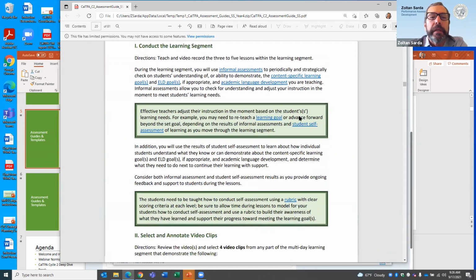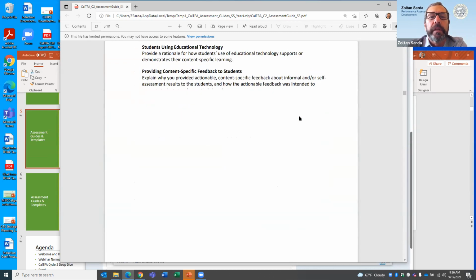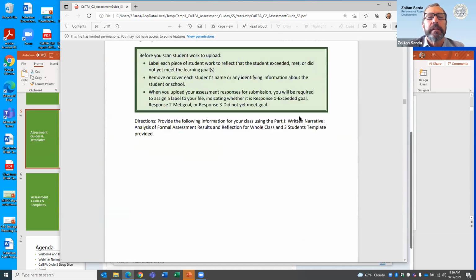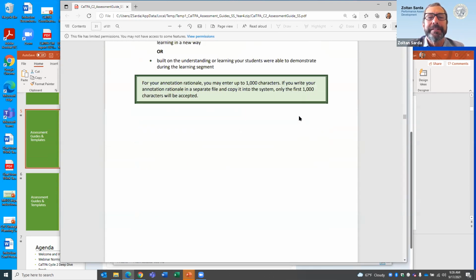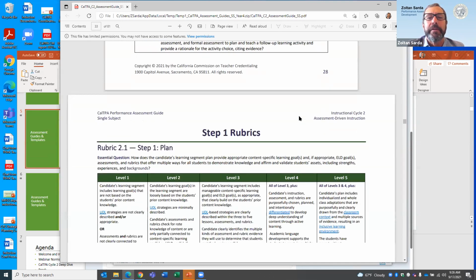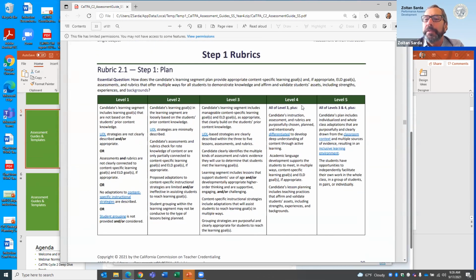And so getting into the rubrics for this, again, apologies for the scrolling. I always have to look away when somebody else is scrolling on the screen.